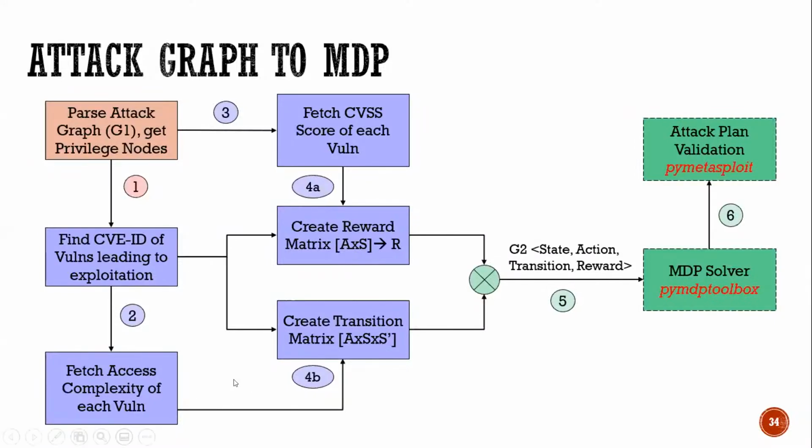In step 4B, basically, you use the access complexity to derive the transition matrix. And you provide all this information to an MDP solver: the reward matrix, the transition matrix, the different states, and the actions. We use the PyMDP solver with the value iteration function to generate an attack plan, which we then provide to the module PyMetasploit that executes the attack plan and shows how fast the attack plan that we obtained is.